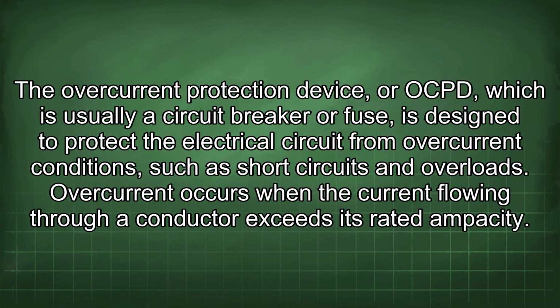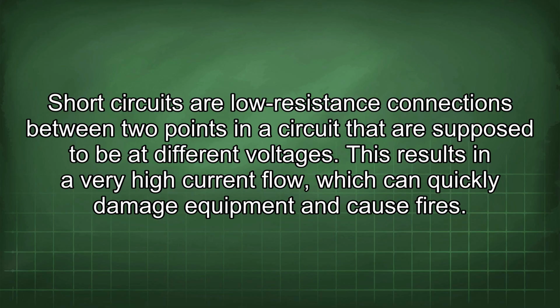The overcurrent protection device, or OCPD, which is usually a circuit breaker or fuse, is designed to protect the electrical circuit from overcurrent conditions such as short circuits and overloads. Overcurrent occurs when the current flowing through a conductor exceeds its rated ampacity. Short circuits are low resistance connections between 2 points in a circuit that are supposed to be at different voltages. This results in a very high current flow, which can quickly damage equipment and cause fires.